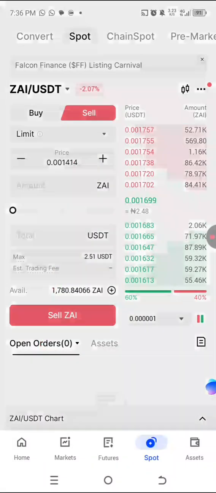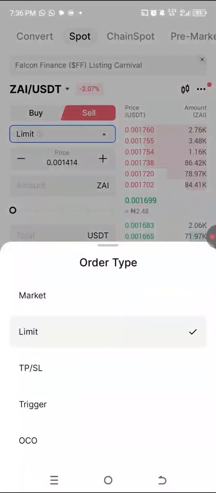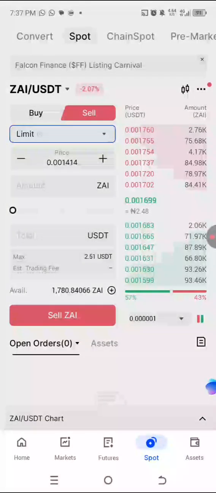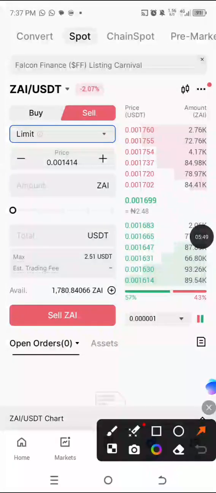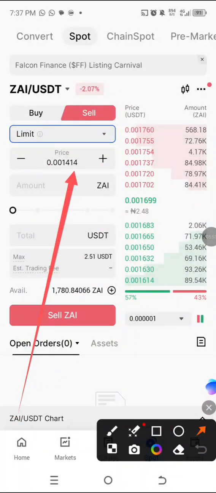Then, if I click on that limit, it will show me market. I will not get into TPS, that is take profit stop loss. So I will concentrate on this limit and market. If I want to sell at limit order, then there's need for me to set the limit order that I want to sell it on.